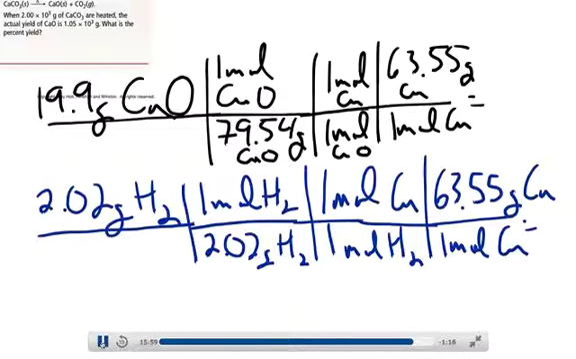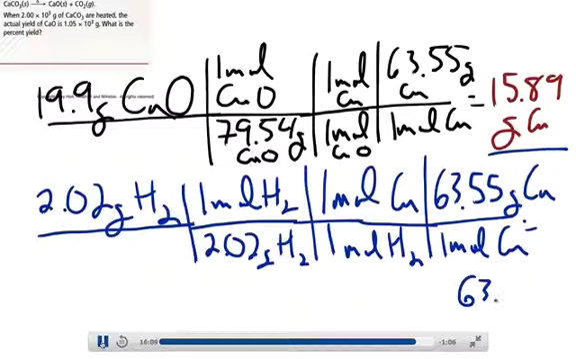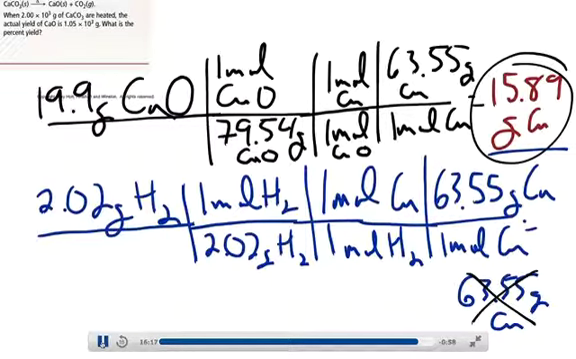So if we run these both through, we'll get some numbers. We'll be able to figure out what our limiting reactant is, what our excess reagent is, and the amount of copper we'll produce in this reaction. Okay, in the first one, I'll produce 15.89 grams of copper. In the second one, I'll produce 63.55 grams of copper. So what this is telling me, this is not possible. We also picked the little smaller amount.